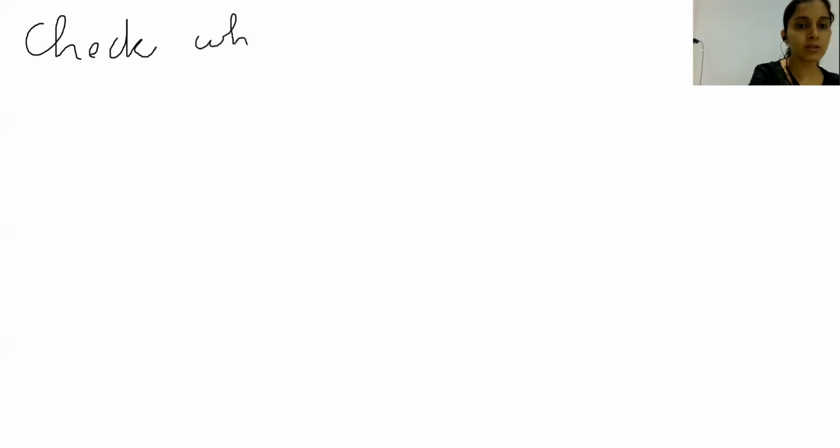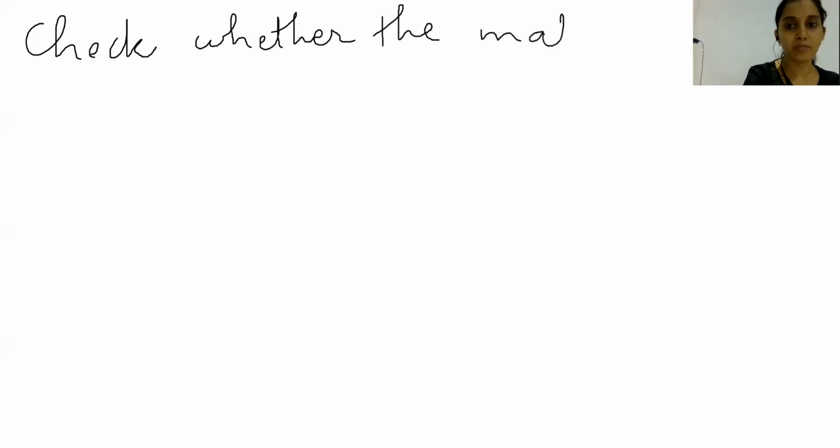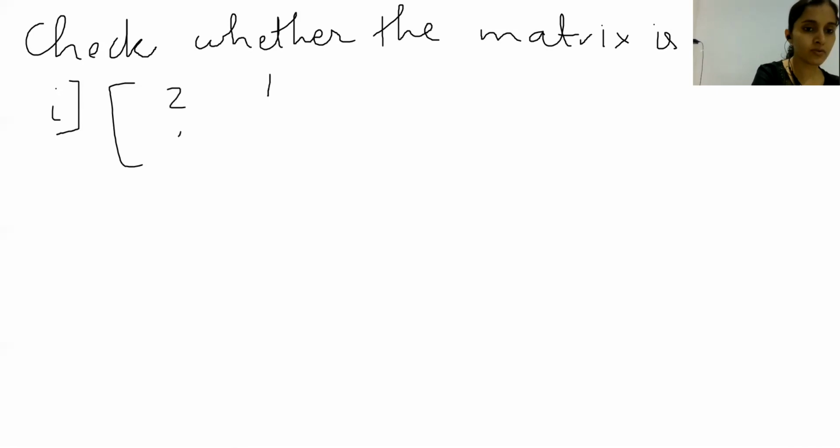to be applied. First of all, let us see some examples to prove whether or not an inverse exists. Okay, so let us take some. Check whether the matrix is invertible. Okay, so let us see. First one, 2 1 4 2. Okay, now let's say that this is equal to A.